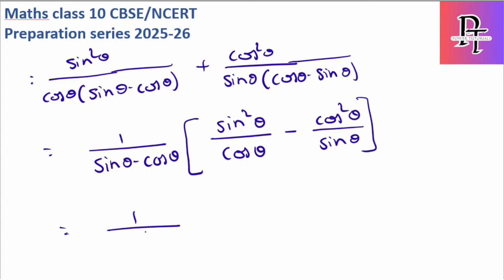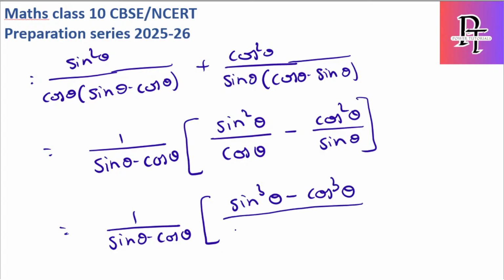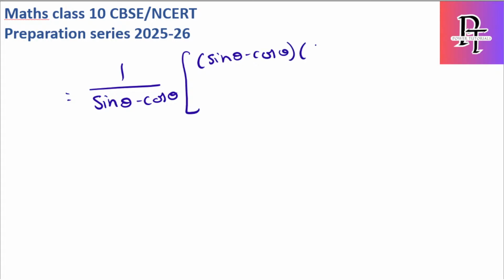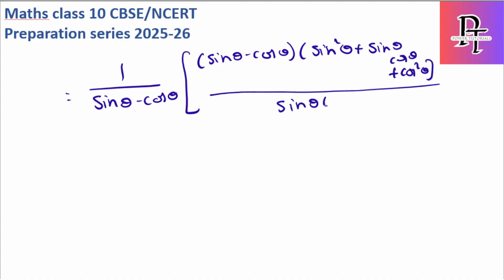Okay, now here if I take again 1 by sine theta minus cos theta, so here it will become LCM. It becomes sine cube theta minus cos cube theta by sine theta cos theta. Okay, so what is the A cube minus B cube formula? A cube minus B cube formula is A minus B, which is sine theta minus cos theta into A square plus AB plus B square, which is sine square theta plus sine theta cos theta plus cos square theta by sine theta cos theta.